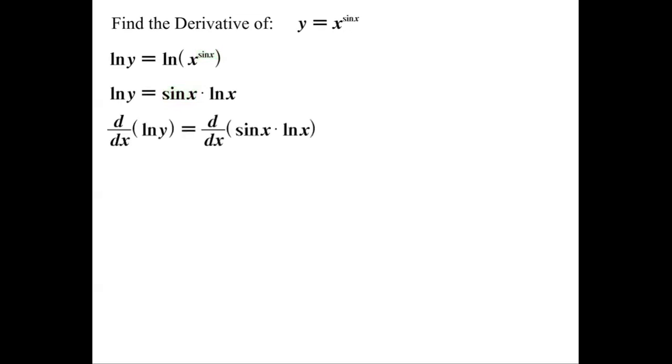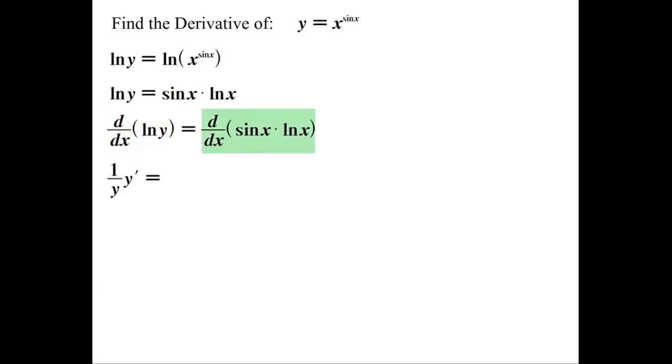Find the derivative of y equals x raised to the power of sine of x. Once again, the first step in logarithmic differentiation is to take the natural logarithm of both sides. Then we apply the laws of logarithms to rewrite the function. We bring down the exponent and we take the derivative of both sides. The left-hand side of the equation is once again equal to 1 over y times y prime.